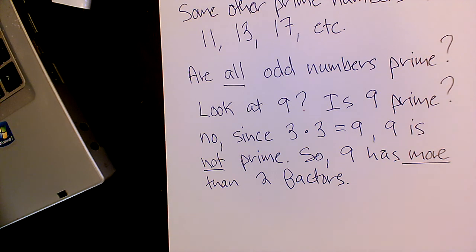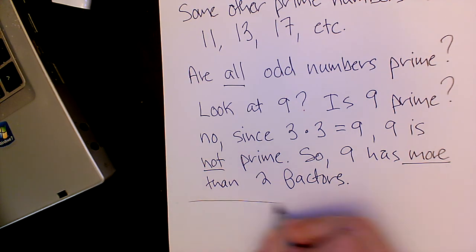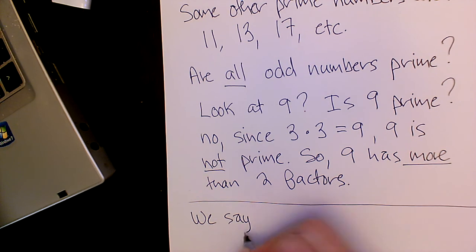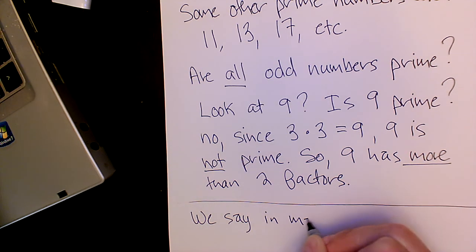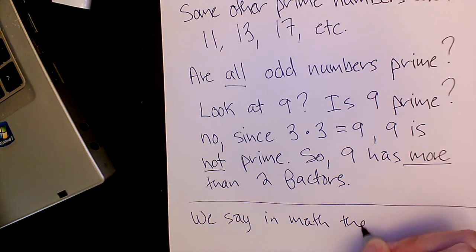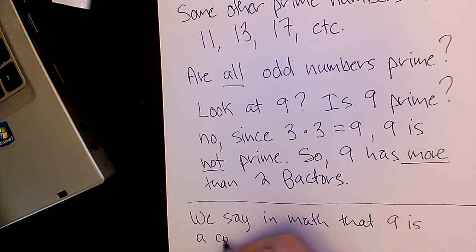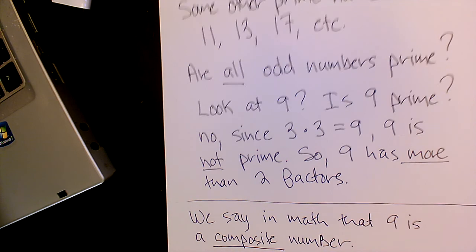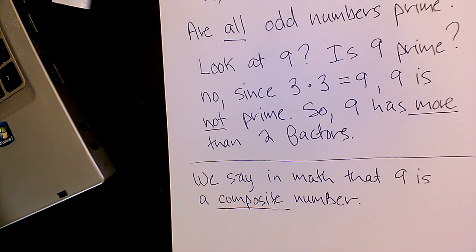So since 9 is not prime, we say in math that 9 is a composite. So 9 is not prime, it's a composite.